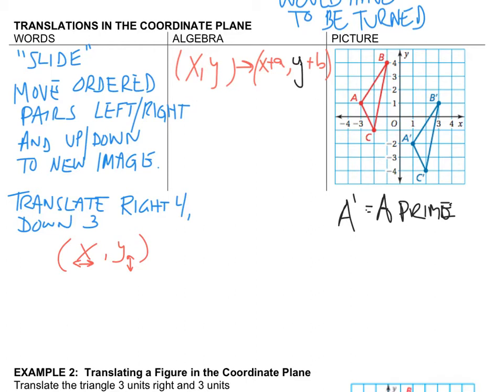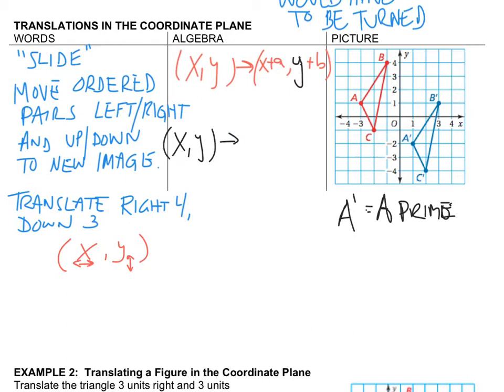So basically what it is, a is how my points are being changed left and right, and the b is how my points are being changed up and down. So here would be our example. Our triangle ABC ordered pairs are x comma y's.